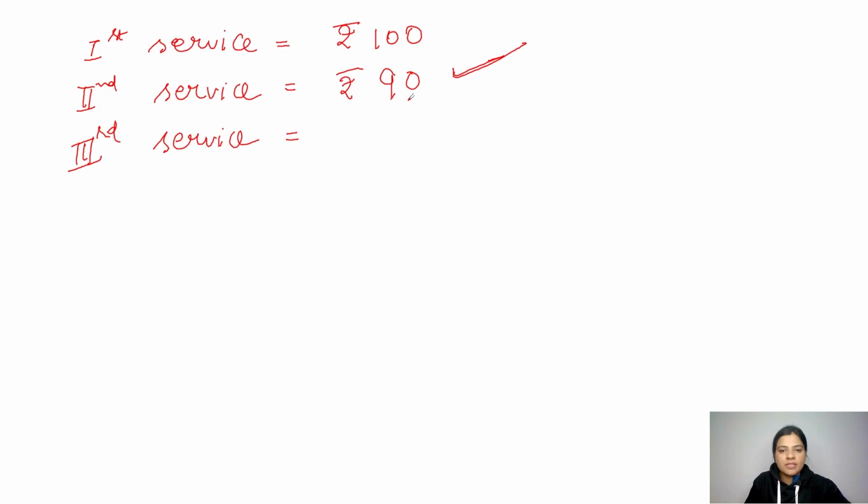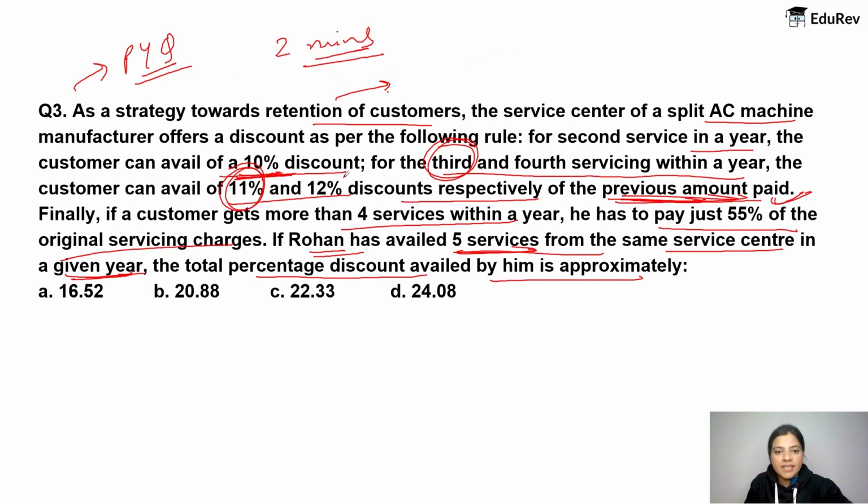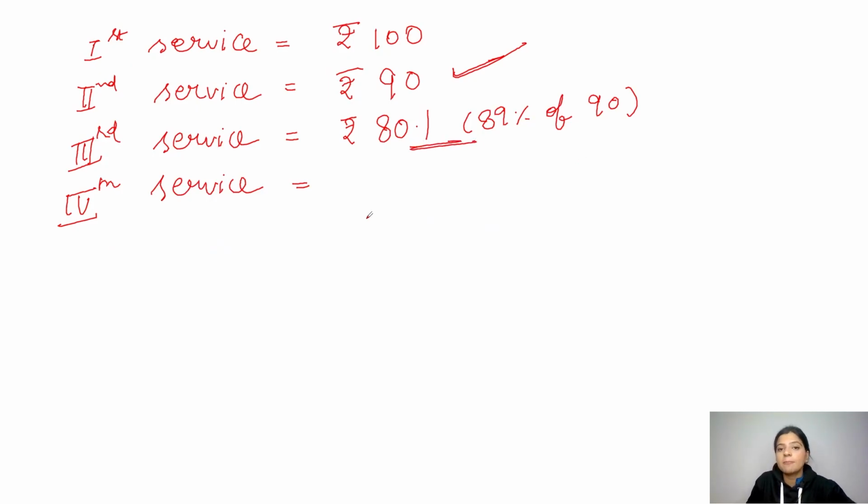So to calculate 11% of 90, we can directly calculate 89% of 90. That is the amount that he has to pay. So 11% discount on 90 rupees means you can calculate 89% of 90 directly. When you calculate this, it comes out to be 80.1. It means that for the third service, he has to pay 80.1 rupees. Now, for the fourth service, he can avail a discount of 12% on the previous amount paid. So now the previous amount is 80.1.